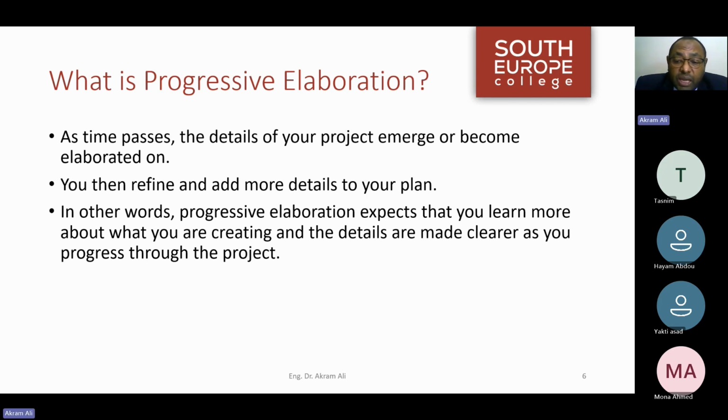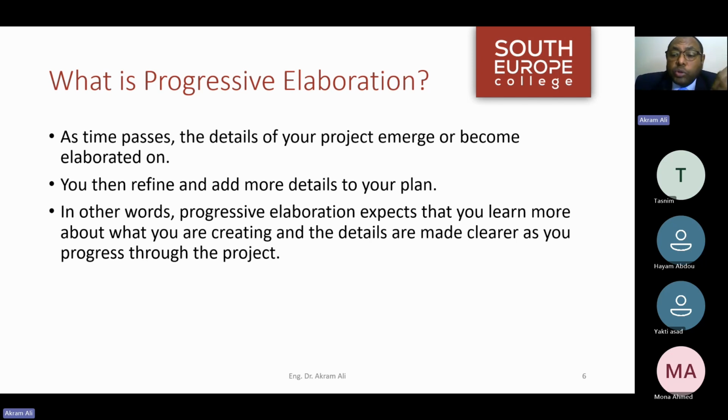So this will take us to the definition of progressive elaboration. Progressive elaboration is a technique where you have a small idea or a small headline, which is, for example, the name of the project, and you start to elaborate. So I have a project name. I elaborate the project name into a project charter. Then I elaborate the project charter into the project plans.